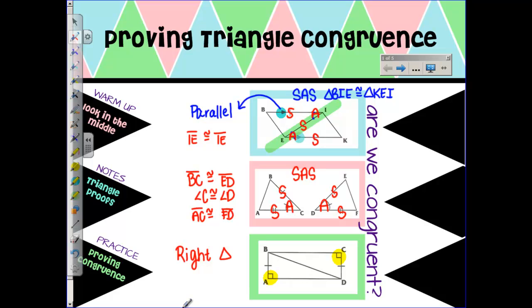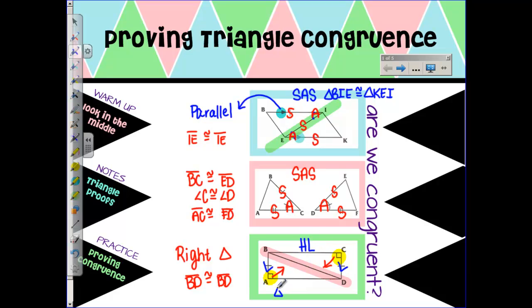I'm right here. Alright, we've got this right angle, which means we first want to look for hypotenuse leg. Right here, I do see this leg that we've been given. And what does hypotenuse mean? Hypotenuse does actually mean the longest side, or the side across from your right angle. And so in this case, once again, using that reflexive property, we have that BD is congruent to BD. So this triangle is hypotenuse leg.